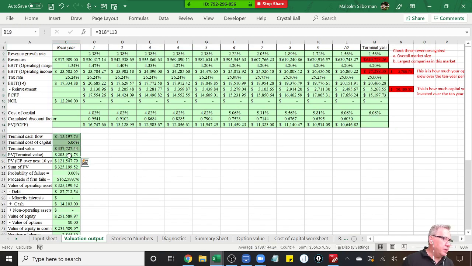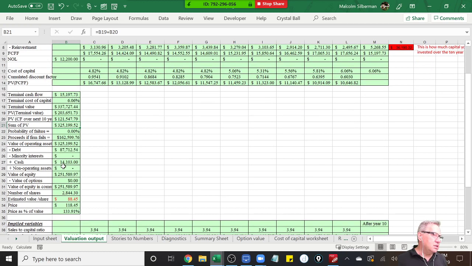But notice how big, look at that, it's $203 billion. The present value for the cash flows over the first 10 years is $121 billion. So it's half. The first 10 years of all this work that we're doing is half the cash flows, or the present value. And then the second, so altogether gives you $325 billion.